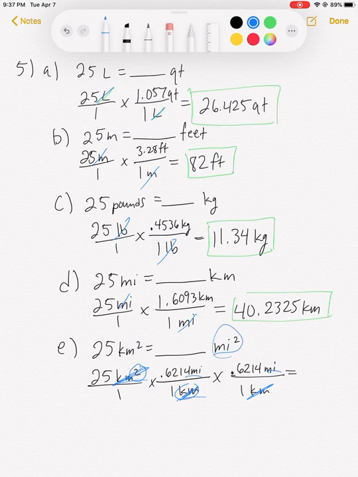Okay. And what I will get is something in miles squared because I have miles here, and that will give me my miles squared. Multiplying the numbers, I get 25 times 0.6214 times 0.6214. And on my calculator, when I do that, I get about 9.65 miles squared. Okay.